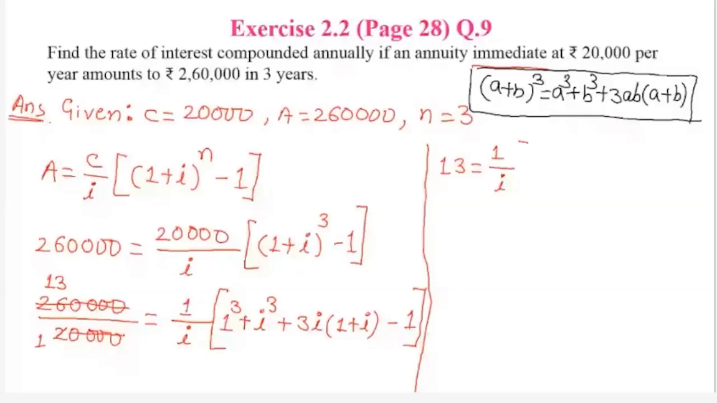Square bracket open. Dhruv, what can you see in the square bracket first here? Do you see I raised to 3? Here, 1 raised to 3. What is 1 raised to 3? 1 raised to anything is how much?